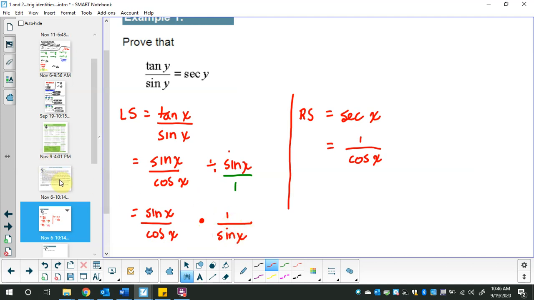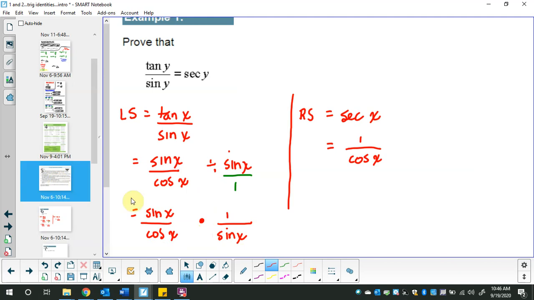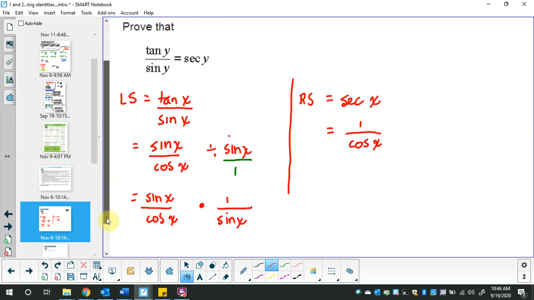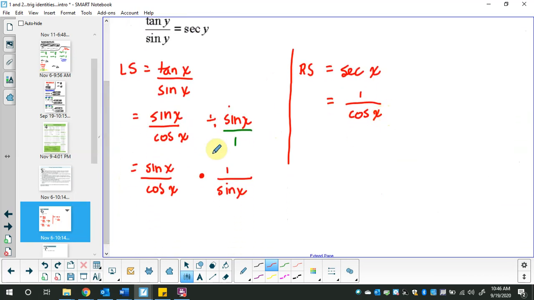Now somewhere in this list, I'm pretty sure it says don't look at both sides at the same time. No, it says work on the most complex side and simplify it so it has the same form as the simplest side. We didn't do that. We took the simpler side and did something to it and then changed. You can bop back and forth as long as you treat it like 2 separate questions. And I always take whatever side I'm looking at and I keep gazing over at the other side to see if I'm even close. So this is a roadmap. It's kind of telling you, oh, I need to get there.